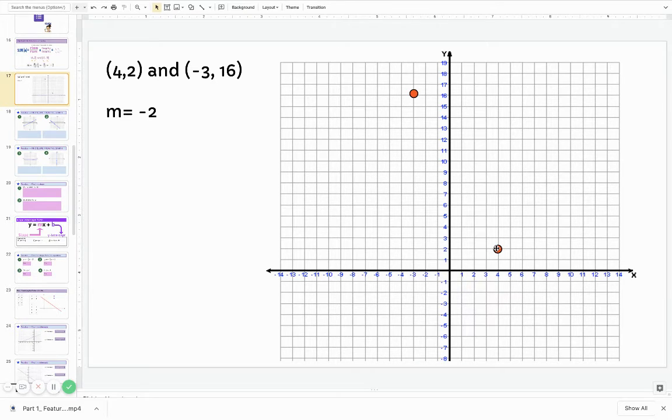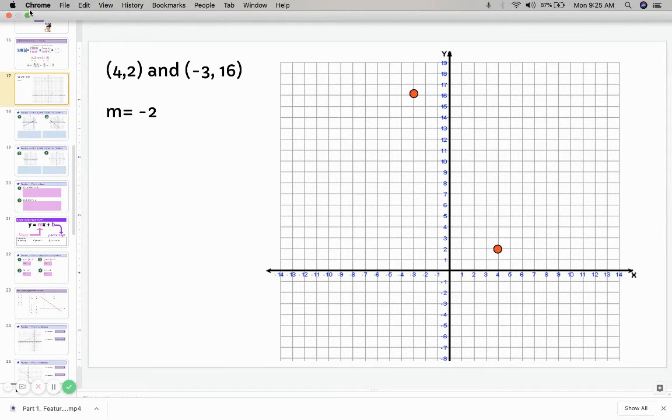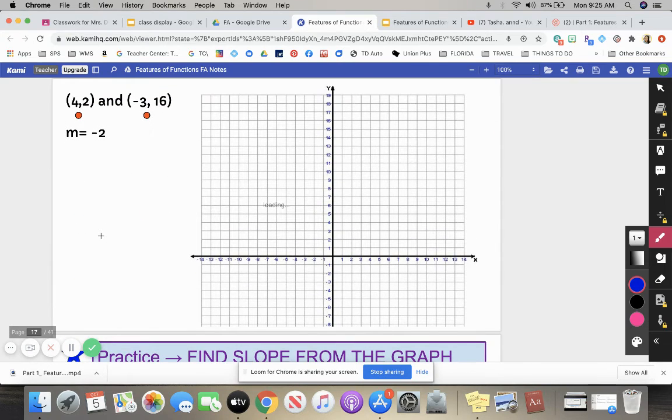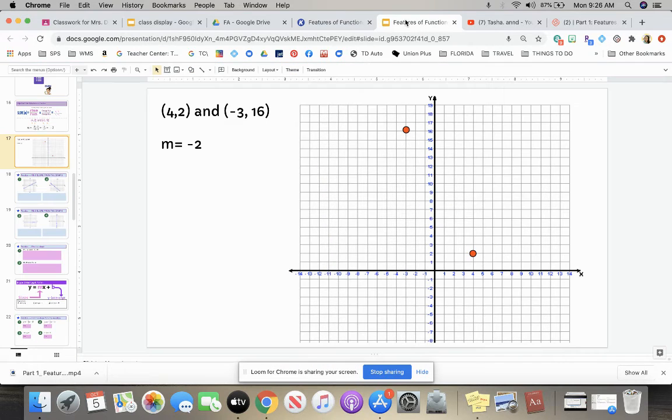Okay. Let me see if I can show that a little better over here. So we started at -3, 16, and I went down 2, over 1, all the way until I get to 4, 2. All right.